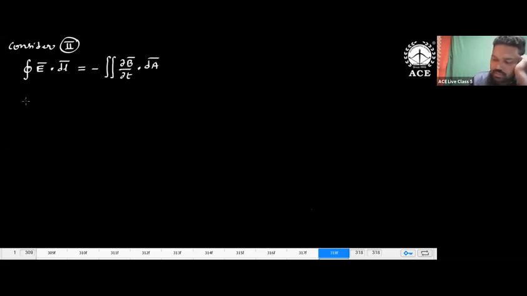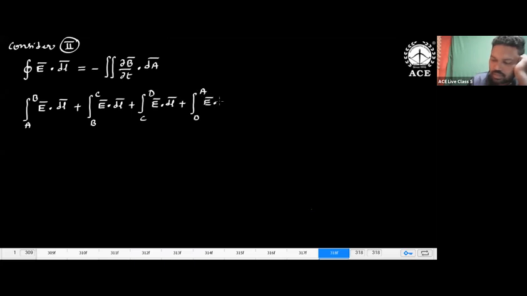Expand this one and apply it over that loop. So here it is: A to B E·dl plus B to C E·dl plus C to D E·dl plus D to A E·dl, which is equal to minus the surface integral of ∂B/∂t·dA. Where is our interest? Our interest is just above and just below the interface. At the boundary interface, what happens?